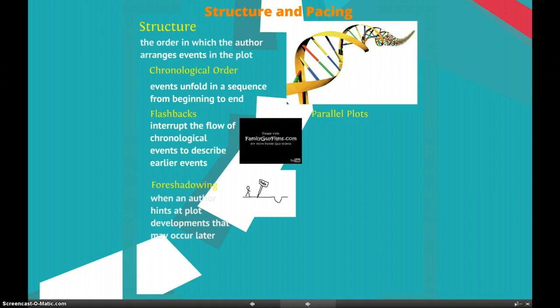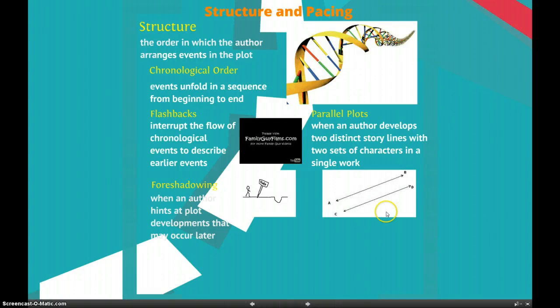Next, you can also have parallel plots. And this is when an author develops two different storylines, kind of like two different plot diagrams, with two sets of characters in a single work. This is kind of like parallel lines. So you can see there's two different stories going at the same time in the same work.